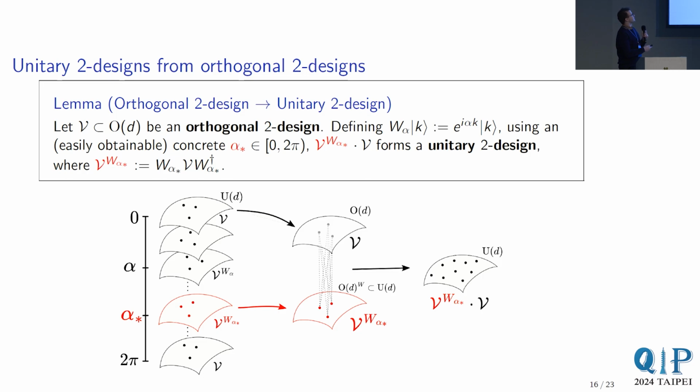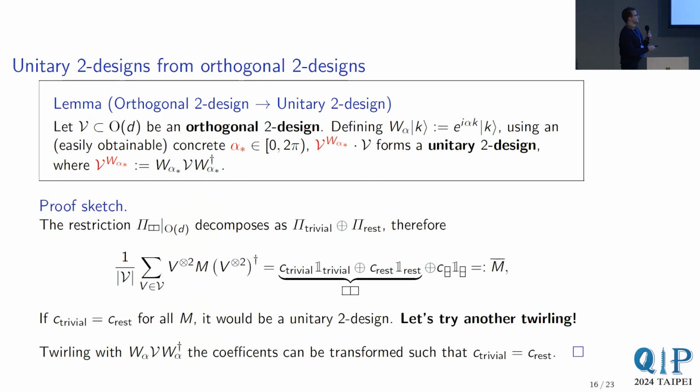So by choosing a correct unitary operator, and by conjugating the orthogonal 2 design using this and forming this product, we can get a unitary 2 design. This is an illustration of the idea that we need to find a sweet spot of this V alpha unitary matrix, and if we find a proper alpha star here, then we may be able to transform the coefficients, as we will see, in order to make it a unitary 2 design. How do we do this? This is a proof sketch.